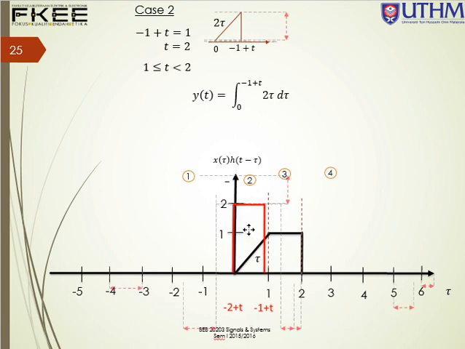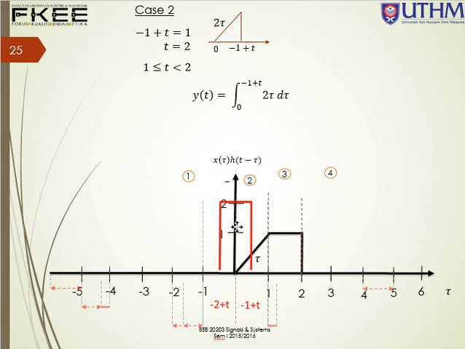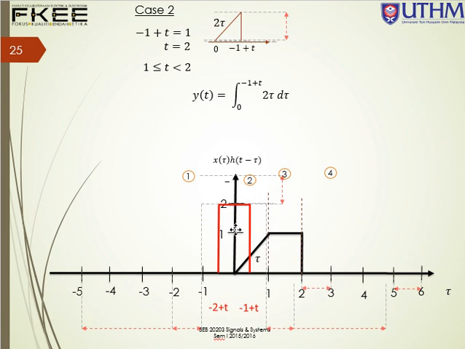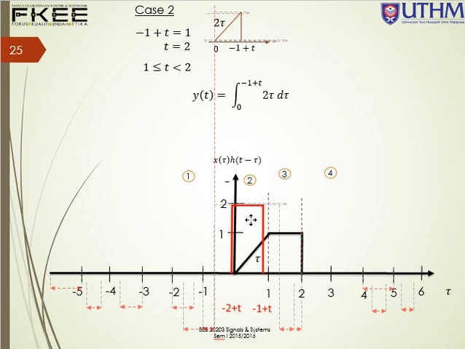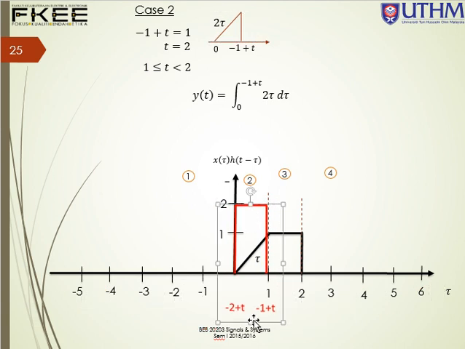Okay, so part of it is in section number 1 and part of it in section number 2. These cases only happen until minus 1 plus t, when tau equals 1. That's the reason why you have minus 1 plus t equal to 1. And then what value of t will give you tau equal to 1? So t equals 2 over here.